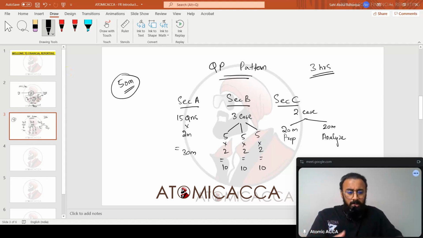And you know the rule, there are people who pass at 50, there are people who pass at 51, and there are a lot of people who pass at 49 as well, which means every mark is very crucial in this exam. Not only in this exam, in every ACC exam.